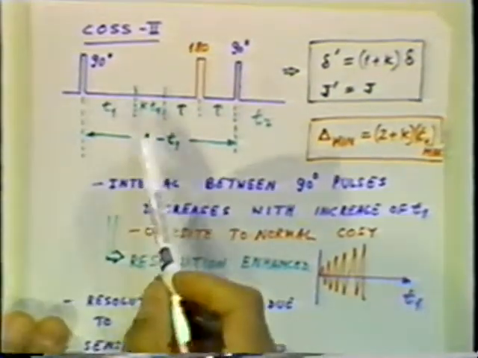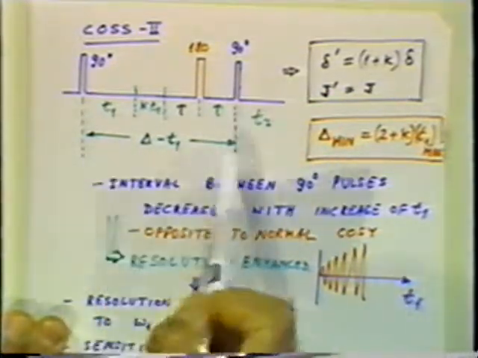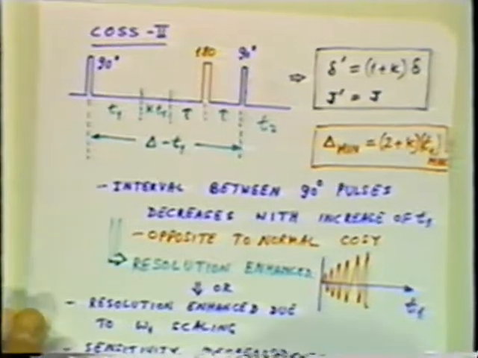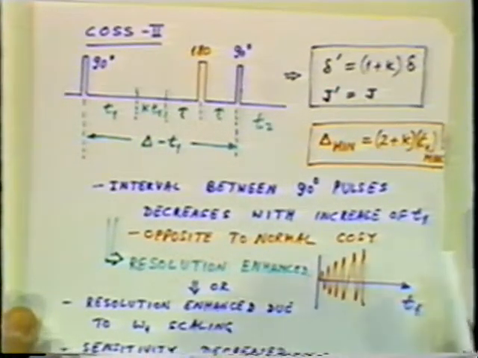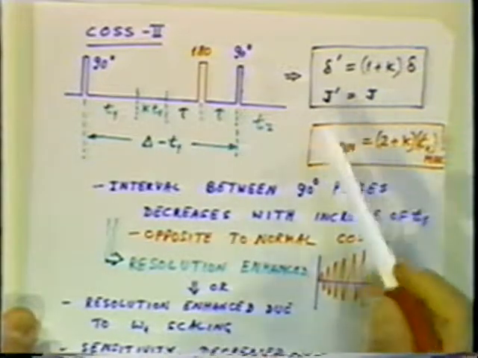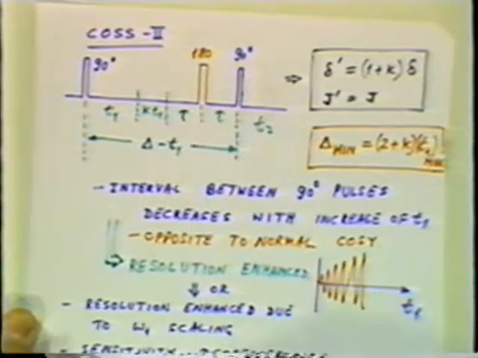The delta period is not from here to here, but this total period is defined as delta minus T1. Okay. And again, as you can see, the J is not scaled, and delta prime is scaled by the same factor 1 plus K delta.